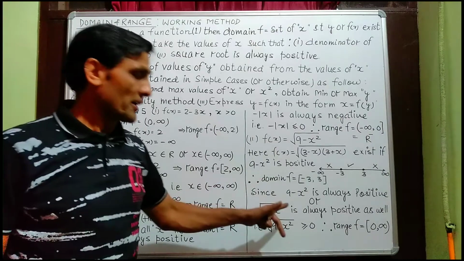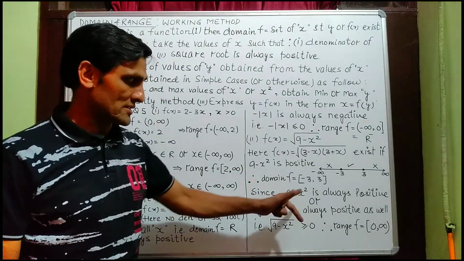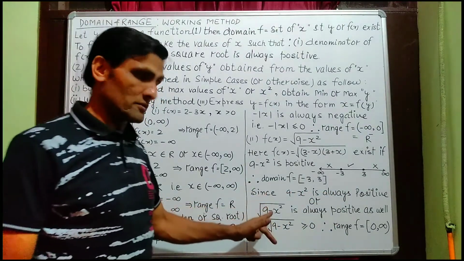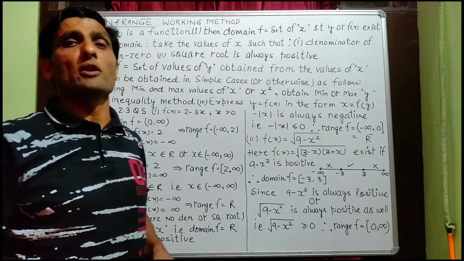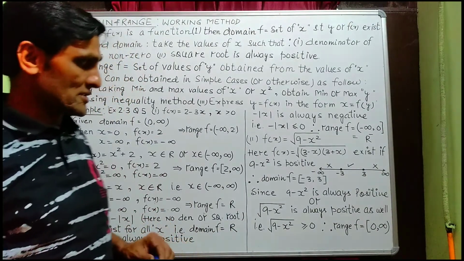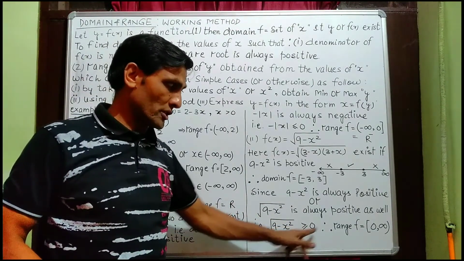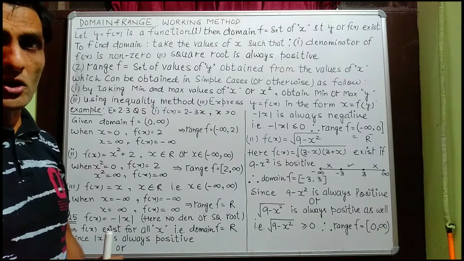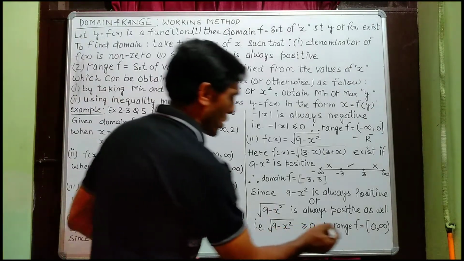Now to find range, 9 minus x square is always positive, so if 9 minus x square is positive, then under root 9 minus x square will also be positive. Therefore you can say that under root 9 minus x square is greater than or equal to 0. Therefore range is 0 to infinity. Is it correct or not? It is not correct. So this is wrong.